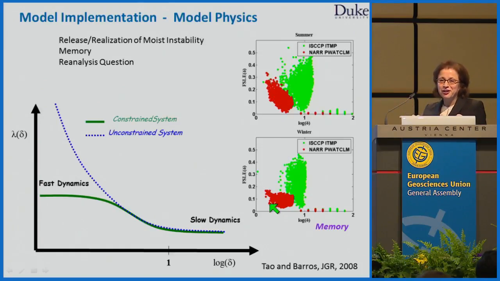It's almost like it's under a vest. And so this has implications on how we represent the turbulence, cloud fraction, cloud processes, and so on.